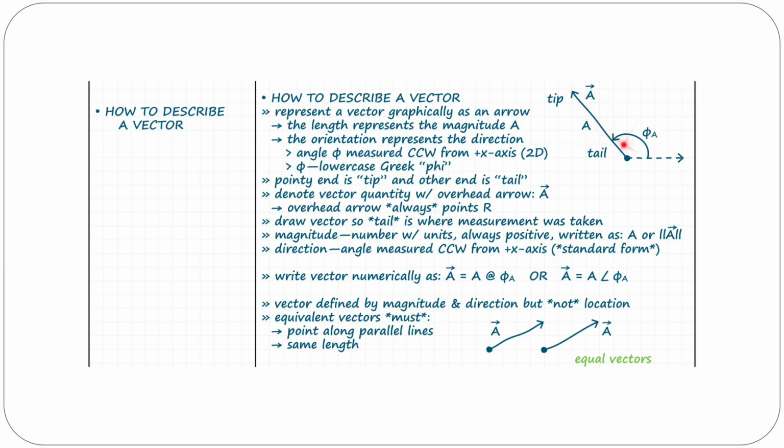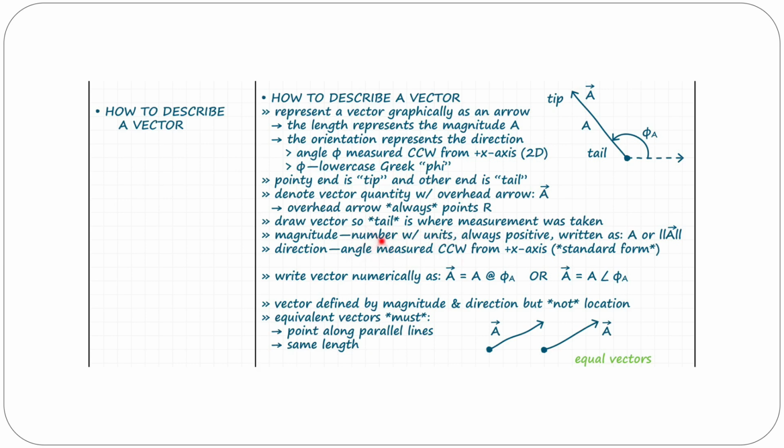When we want to quantify or put a number to the direction of a vector, we're going to use an angle phi to describe the direction or the orientation of a vector in 2 dimensions. Angle phi is measured counterclockwise, starting from the positive x-axis, to the direction of the vector. This is what we're calling standard form of that angle. The pointy end of the vector is the tip, and the other end of the vector is the tail. If you are measuring a vector, you put the tail of the vector at the location where you are taking that measurement.